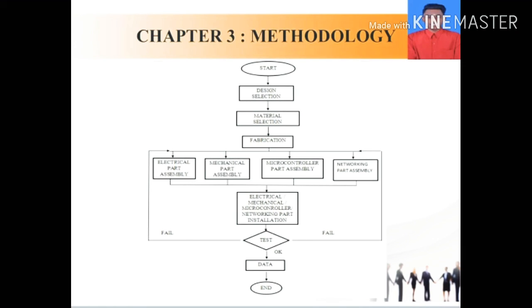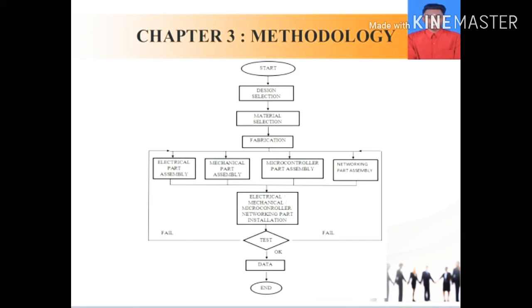First and foremost, we have created a flow diagram. We use this flow diagram as a guidance and reference for us in order to complete this project. We started with design selection. Without this, it will be a hard time for us to move on. Then, we will choose the material that we are going to use for this project.